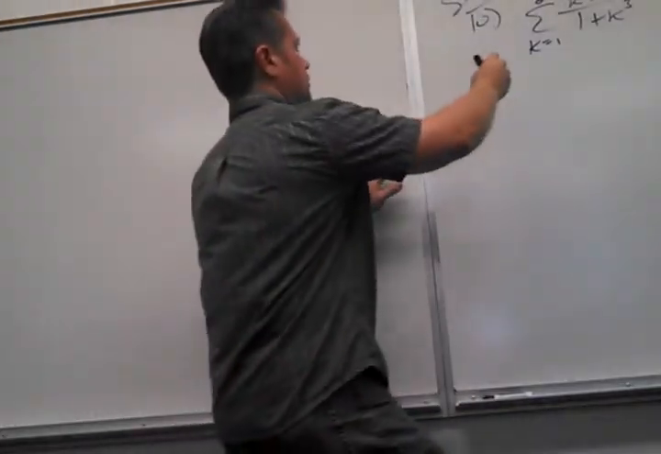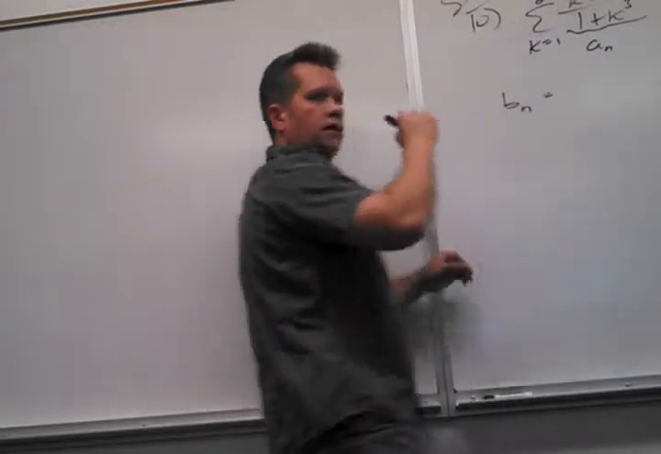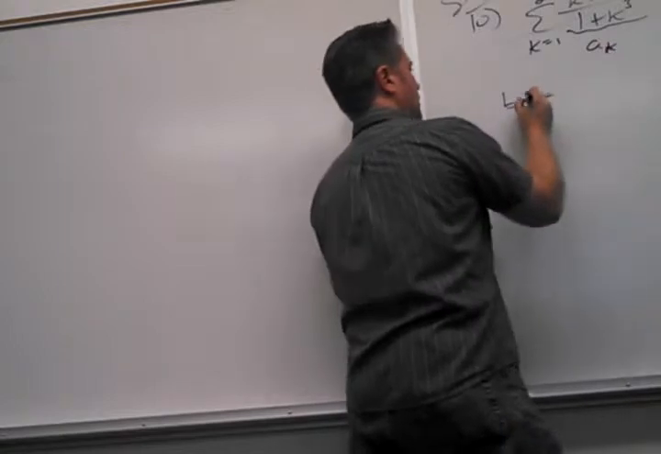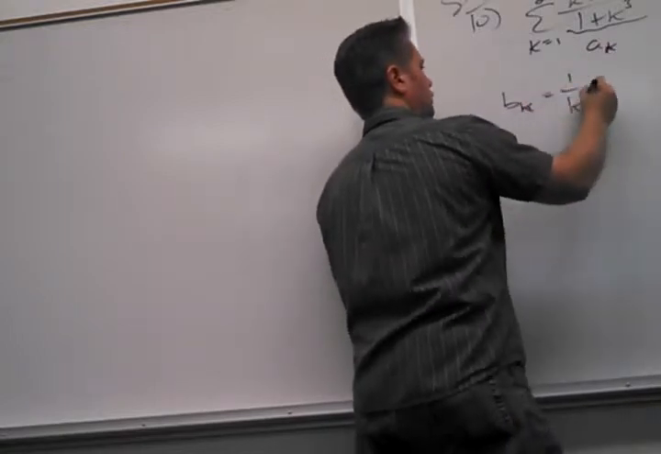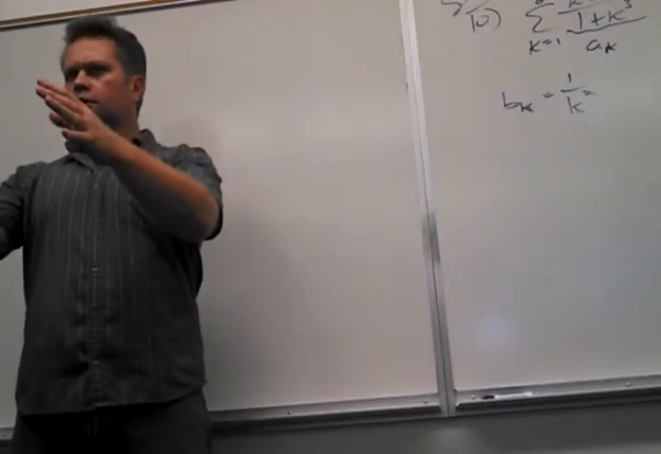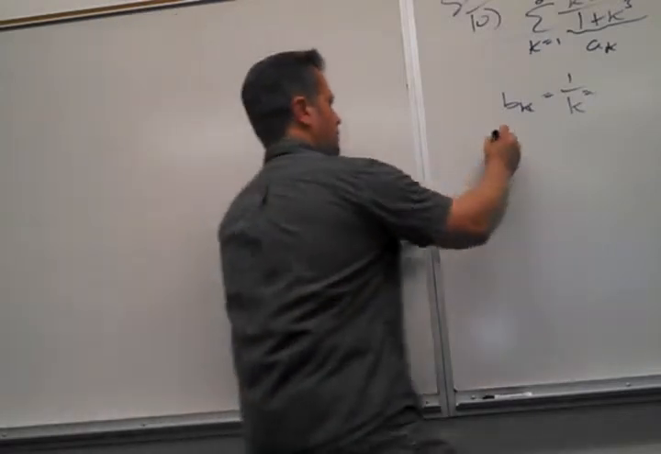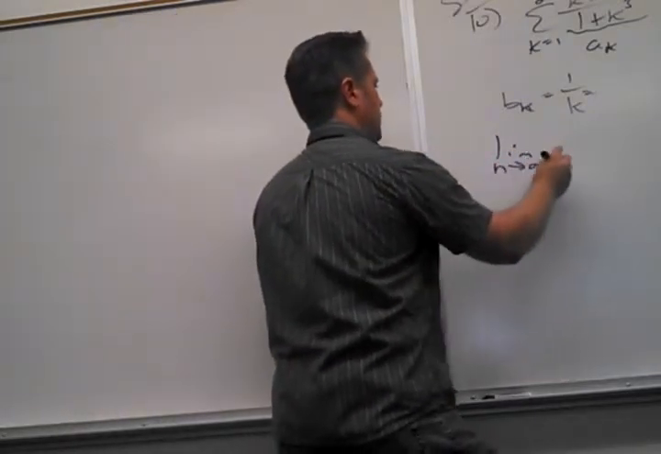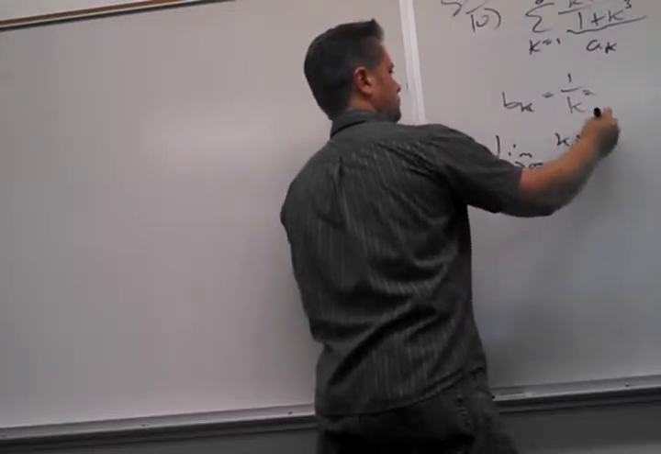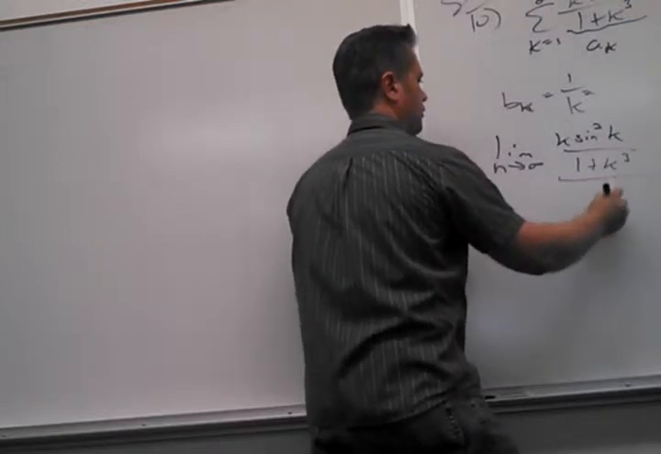Limit comparison. So here's my a_n, and of course my b_n is going to be that 1 over k squared. So let's call it a_k, b_k, 1 over k squared. Make sure your index matches the controlling variable. And the beautiful thing about this process, you just take the limit of a_k over b_k. It doesn't matter which one you put on top, really.